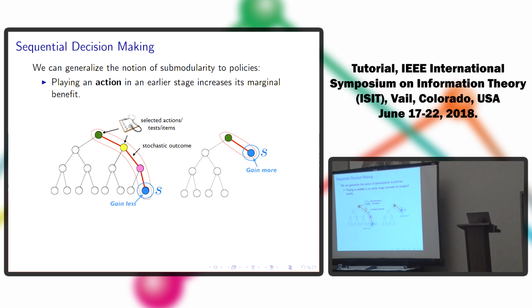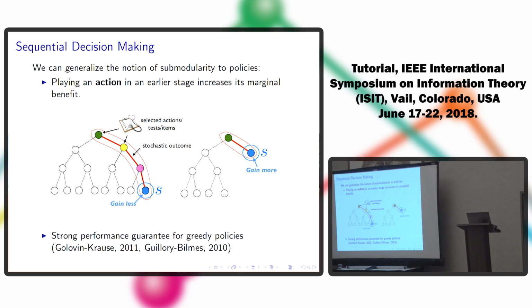Of course, if you don't have any structure, these problems are horribly intractable. If you have submodularity, meaning that after a few observations the gain is going to be less than if you observed it earlier, then you can show that greedy algorithms or greedy-like algorithms are going to be provably good for policies.